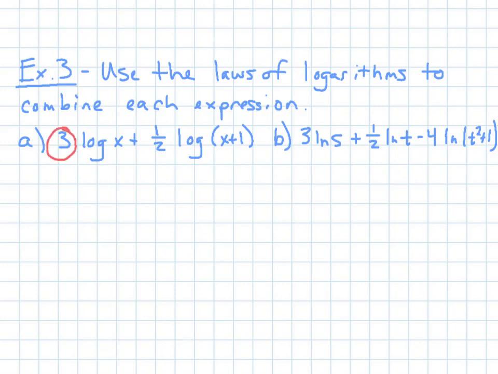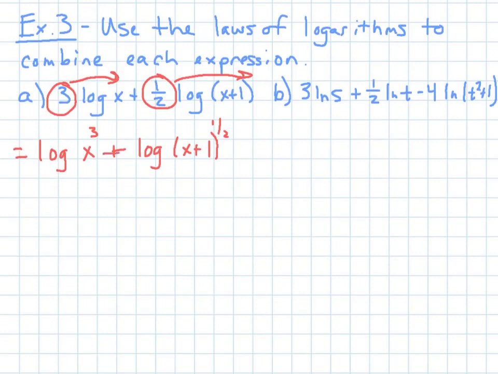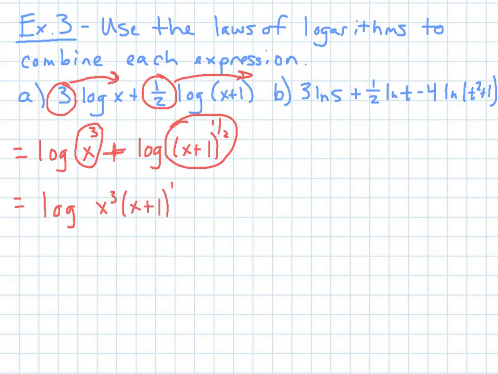Okay, so here I have a 3 out front and a 1/2 out front. So using the power property, I'm going to reverse this, and I'm going to put these back up as exponents. Okay, so then I get log of x to the 3rd power plus log of x plus 1 to the 1/2 power. Okay. Now here, I see that there's only addition in between these two logs, so that means it's the product property. So then this and this are going to be multiplied to each other with a single log in front of it. So the log will be x cubed times x plus 1 to the 1/2 power.